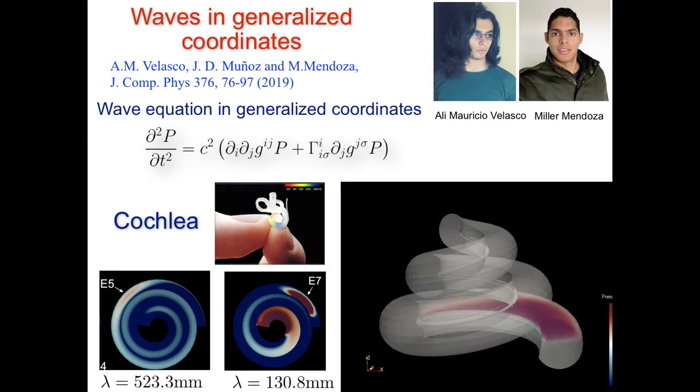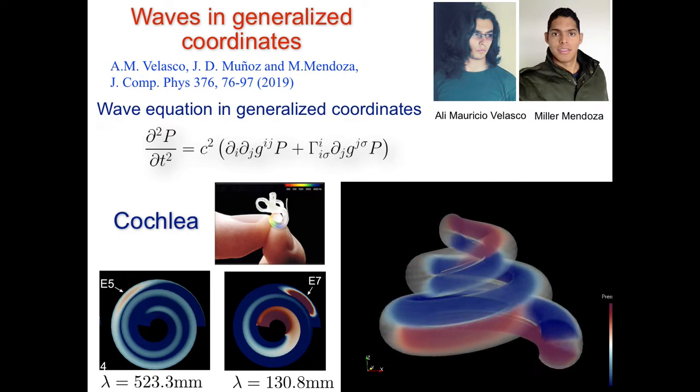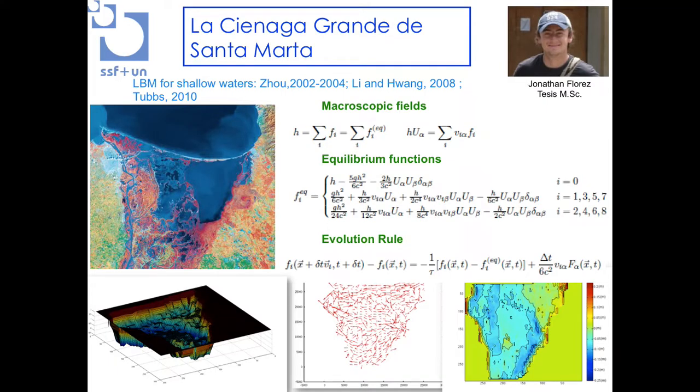In waves, for instance, in collaboration with Miller Mendoza from the ETH in Switzerland, we have developed how to simulate the wave equation in generalized coordinates, and we use them to simulate the cochlea. We have also implemented Lattice Boltzmann for shallow waters to simulate the Ciénaga Grande de Santa Marta, that is a very large coastal water reservoir in Colombia, something like 400 square kilometers, but just 1 meter deep on average, and is fundamental for the fishing and the water supply in that area.